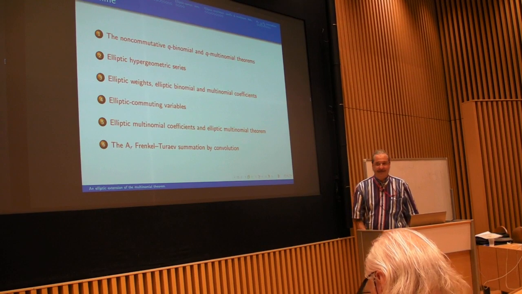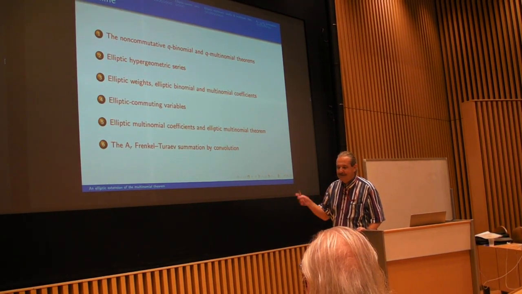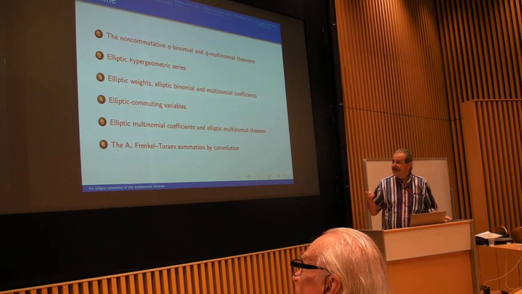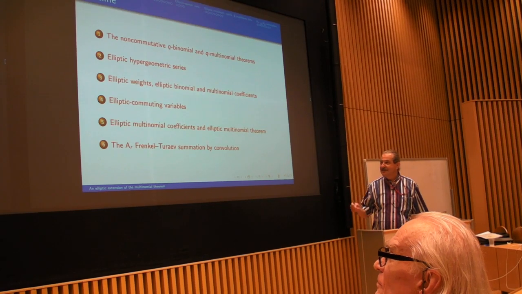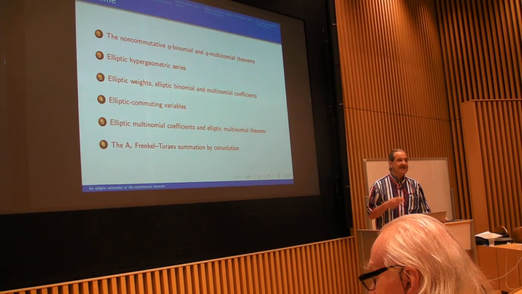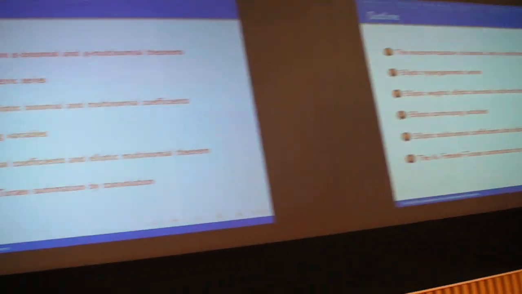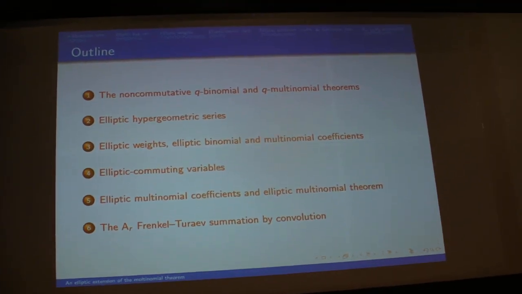Okay, so here's the outline of my talk. To give you a feeling what I want to extend, I want to review the basic setting, the trigonometric case, the non-commutative Q binomial and Q multinomial theorems. These are well known, but so that you see what I'm looking for. I will extend those to the elliptic setting, and the motivation is to prove some identities in the theory of elliptic hypergeometric series.